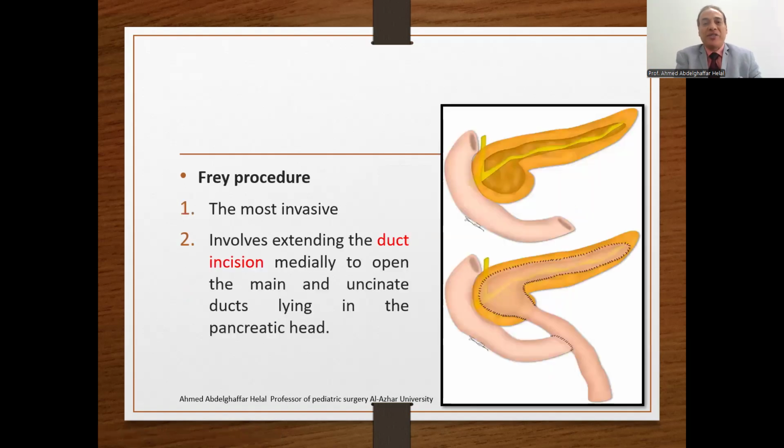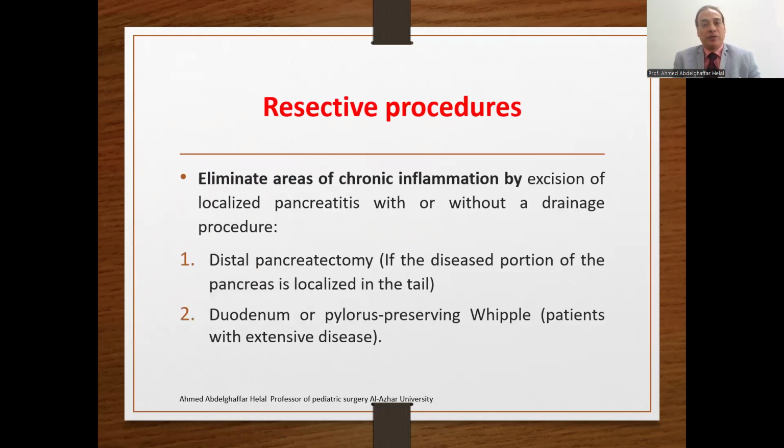On the other extreme is the Frey procedure. Frey depends on extending the duct incision to involve the uncinate and the head of the pancreas, and the anastomosis will be extended to this. However, all these types are drainage procedures or decompressive procedures, trying to decrease duct hypertension and give a way for the accumulated secretion. Resective procedure, yes, to excise the diseased area in the pancreas, whether head dominant or body and tail dominant, according to the situation.